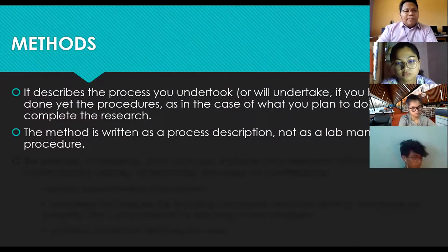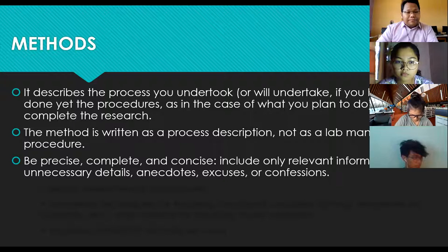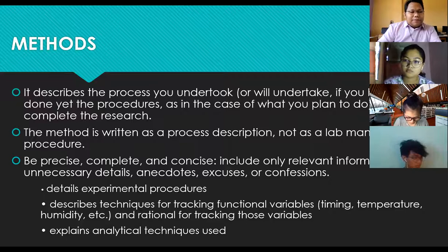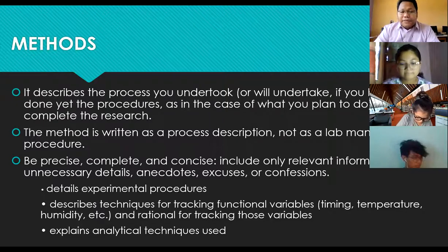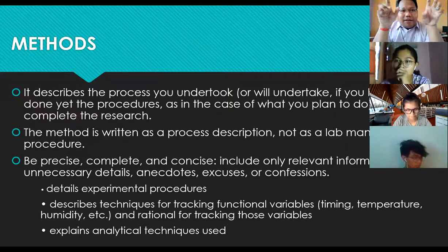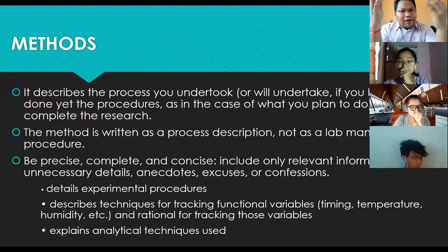the steps should be presented as a process description, not as a lab manual procedure, meaning it should be in narrative form. But of course, details are still there. Details of experimental procedures are there. It should describe the techniques for tracking variables and explain analytical techniques used. If it reaches that point where your method is learned from someone else's work, in the methods part, you will indicate the authority or the study or the reference of that particular source.